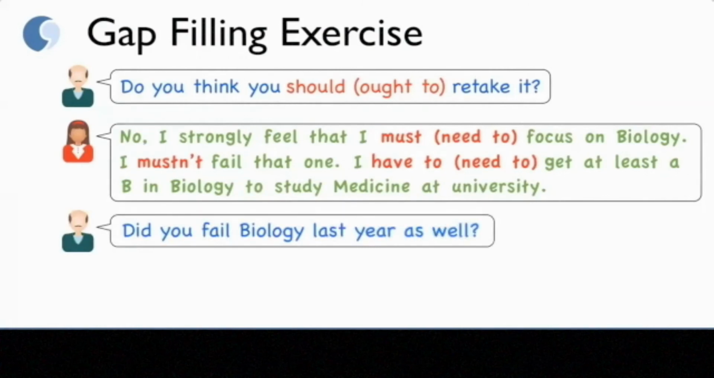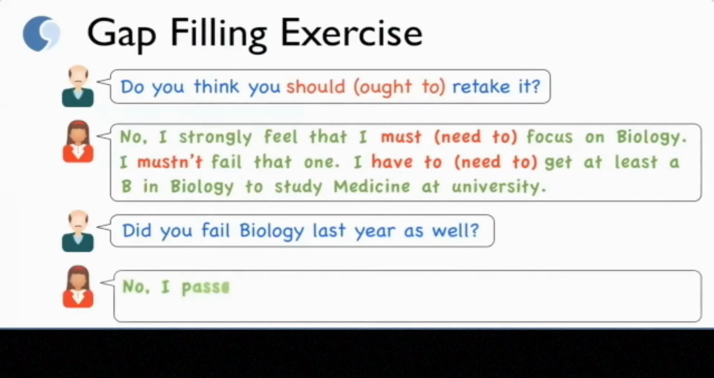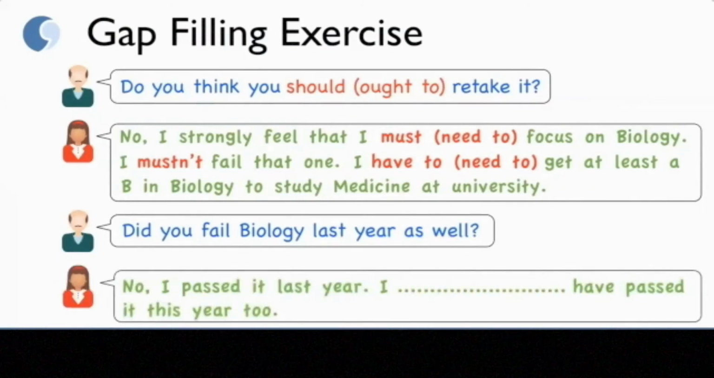Did you fail biology last year as well? No, I passed it last year. I should or ought to have passed it this year too. I just didn't study enough.